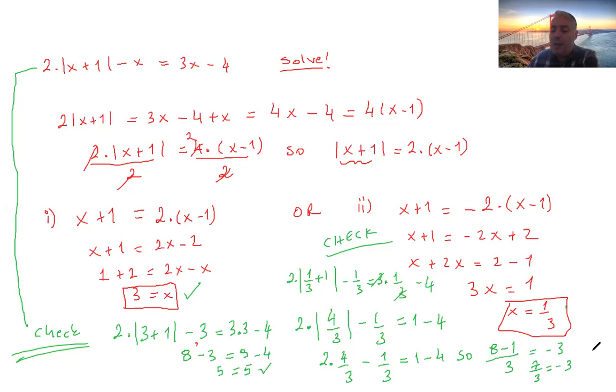What do you think? Is it correct? True or false? False. That means it's not equal. So it is not a solution. We have only one solution. So the solution is only 3. That's it.